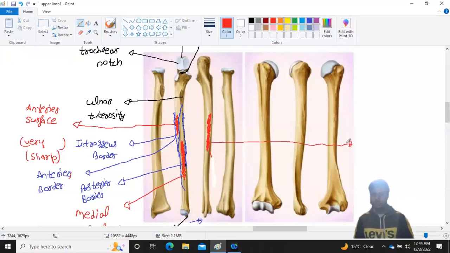ये हो गया हमारा पोस्टीरियर सरफेस। कैसे देखते हैं पोस्टीरियर सरफेस? हाउ इट इज पोस्टीरियर सरफेस? बिकॉज this is posterior border, this is posterior border, done. And this is intraosseous border. This is intraosseous border, done.